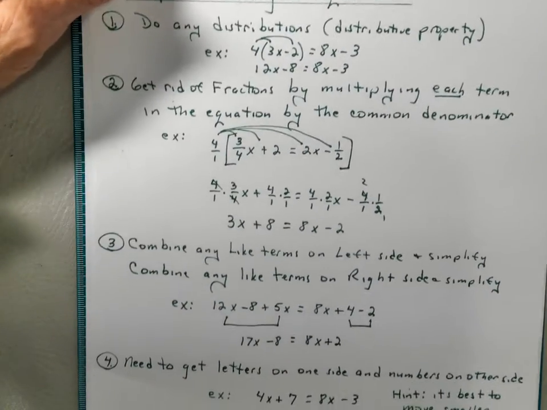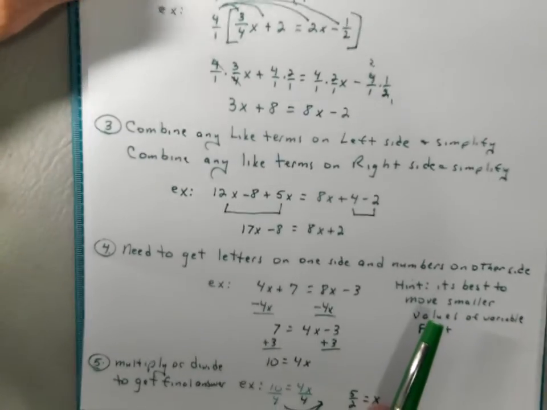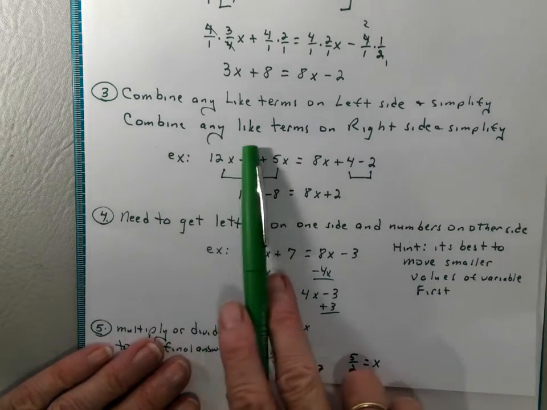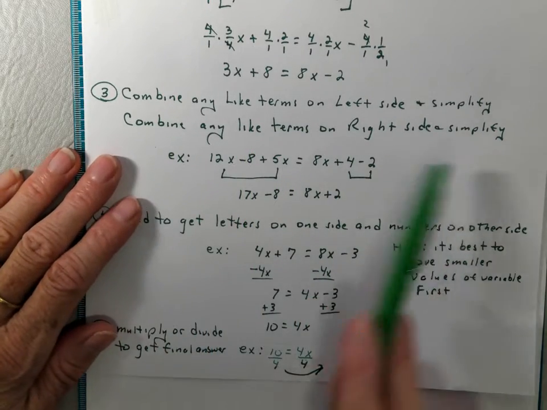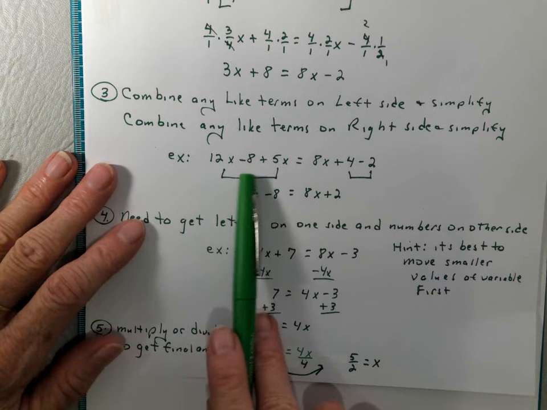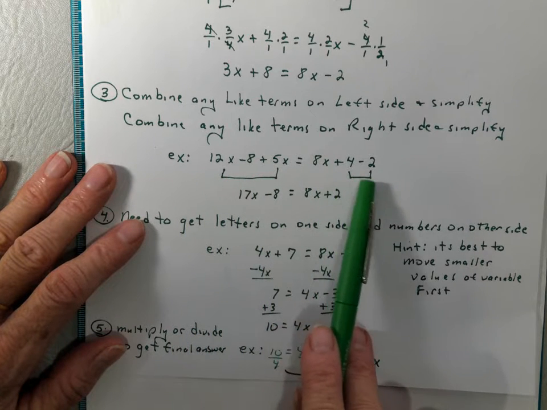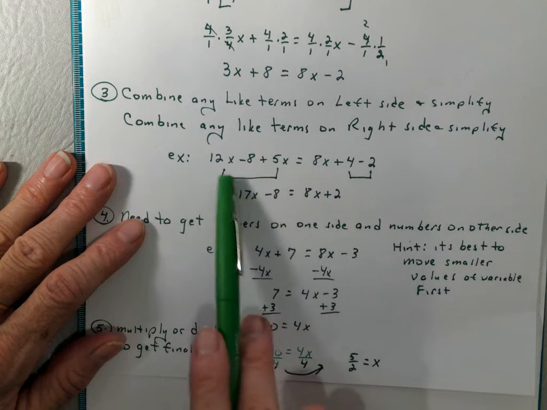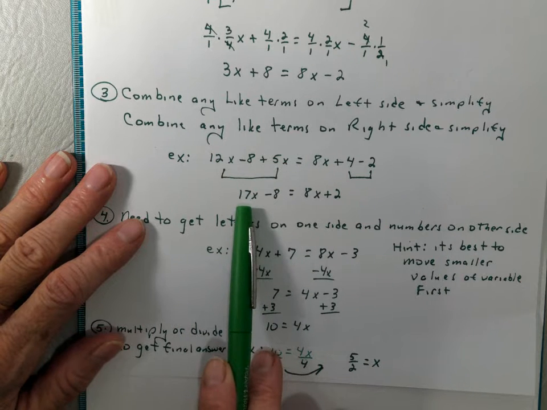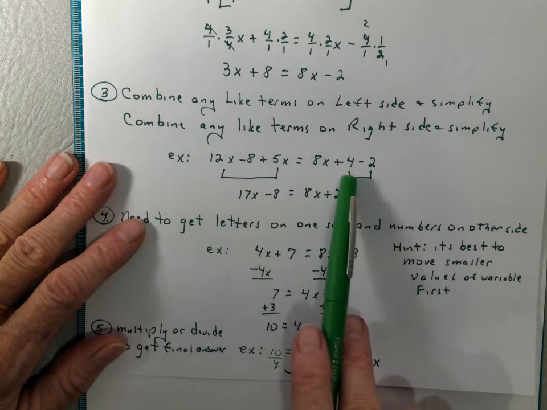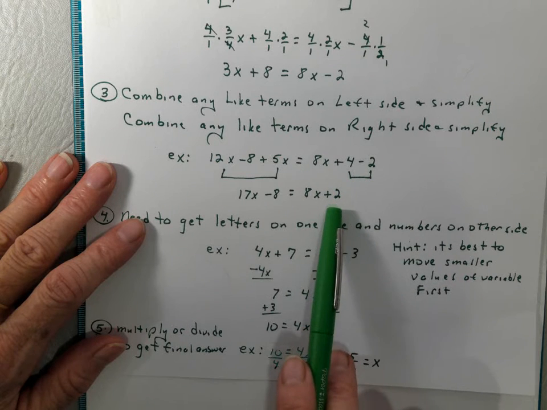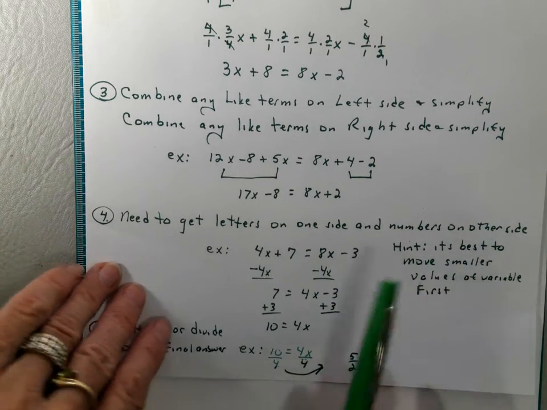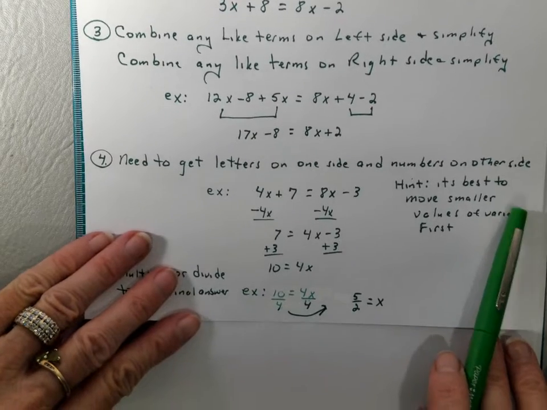Okay, now the next step is to combine any like terms on the left side and simplify, and then combine any like terms on the right side and simplify. For example, if I have 12x minus 8 plus 5x equals 8x plus 4 minus 2, I can take the 12x and the 5x on the left side and combine them. I get 17x. Then on the right side, I can take the 4 and the negative 2 and combine them and get positive 2. And then it's a simpler equation, then I can move on. We're always trying to make it simpler.